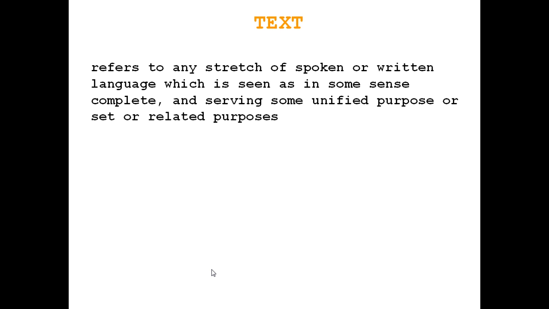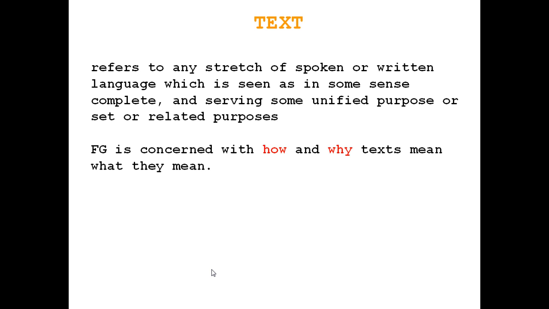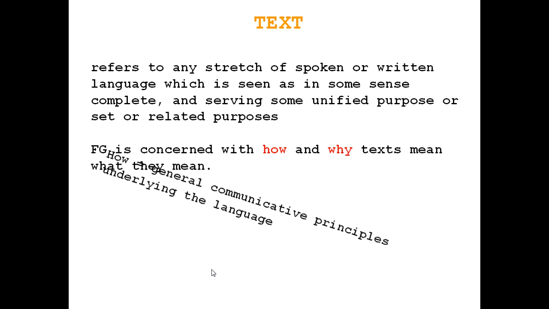Right, let's talk about text now. What is text? You may remember from the previous lecture, I described text as any stretch of spoken or written language which is complete, which has cohesion and coherence, and serves a given function. Now, functional grammar, as you certainly remember, does not only look at the structure of text. In fact, its main preoccupation is not with the structure, it is on the function, that is on how and why texts mean what they mean.